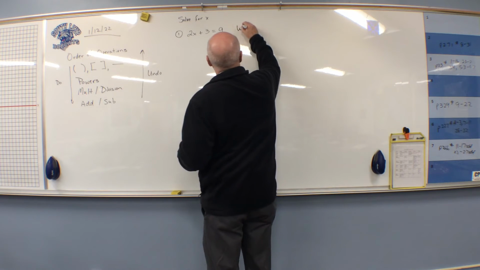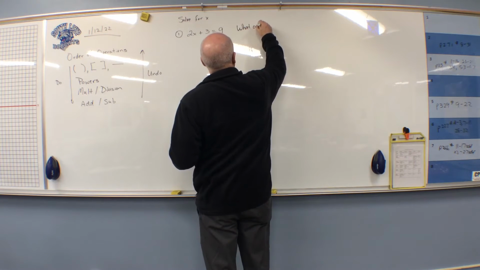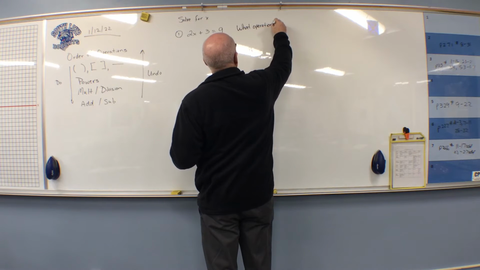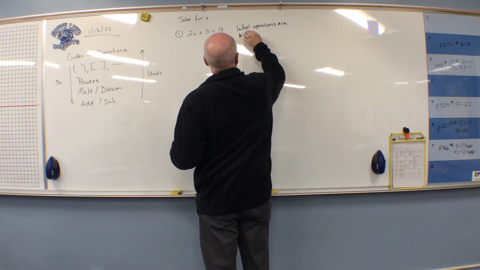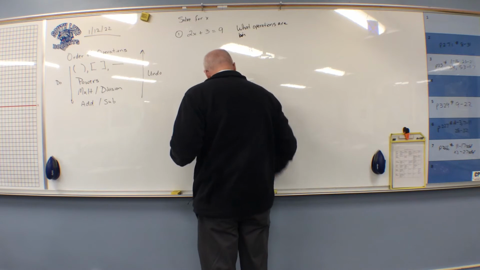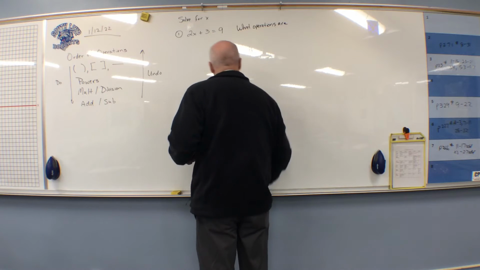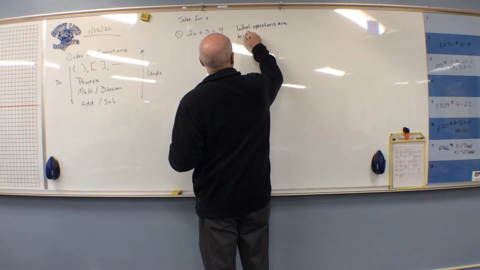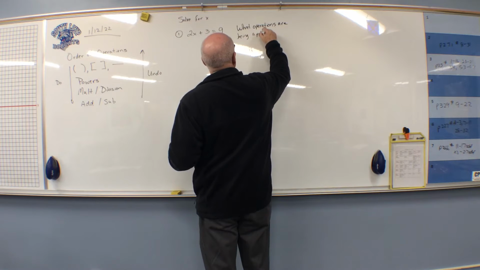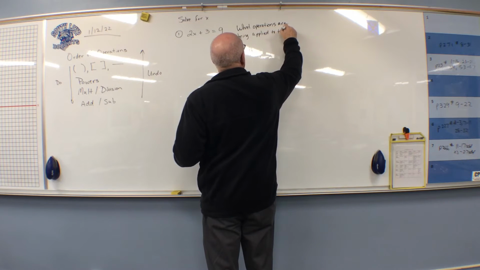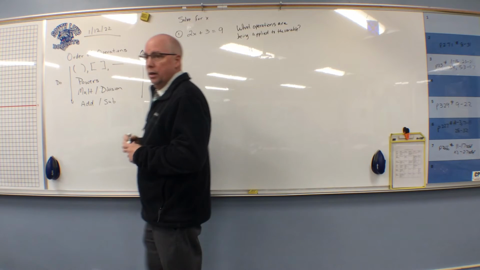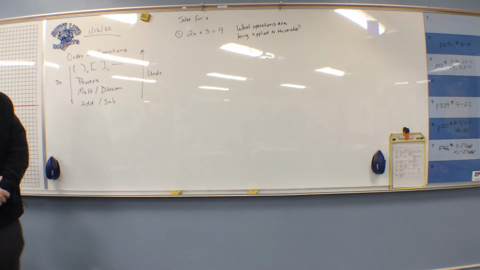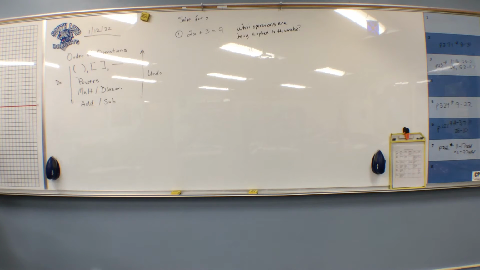Now we have to say what operations, plural, are being applied to the variable. What operations? How many are there? How many operations are up here? Two. And what are they? Multiplication and addition.